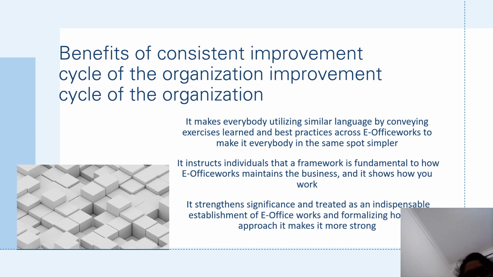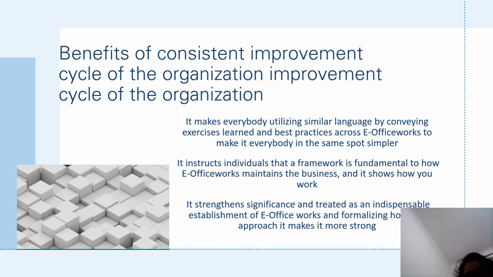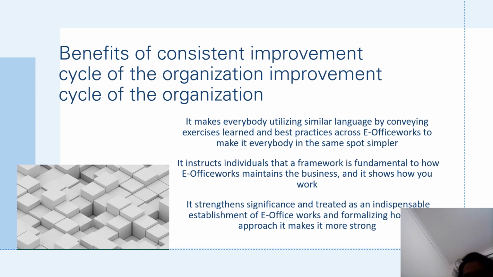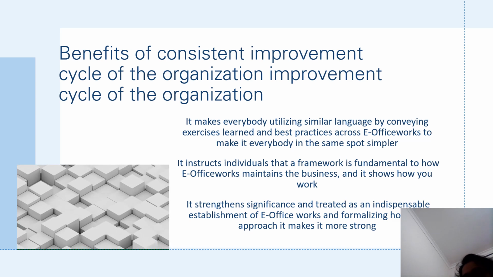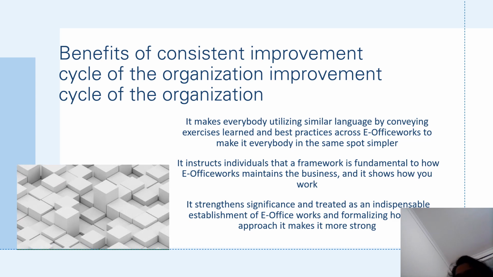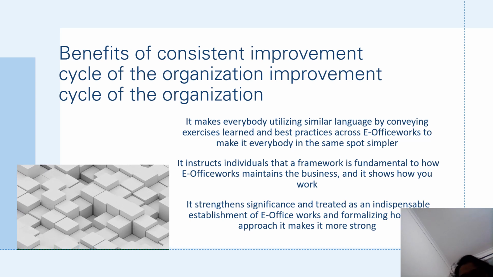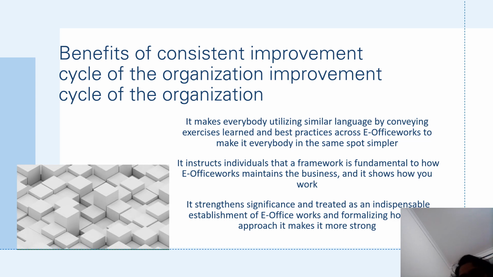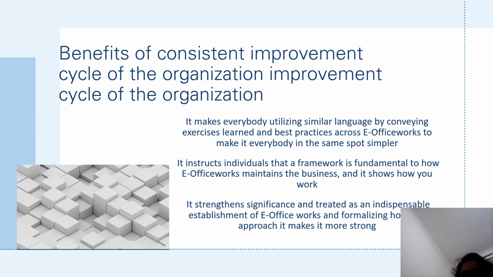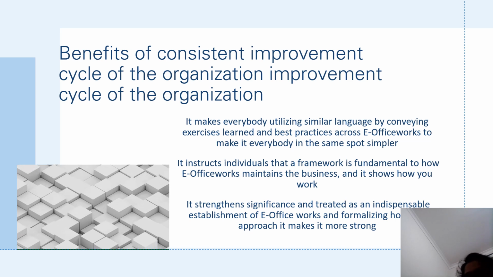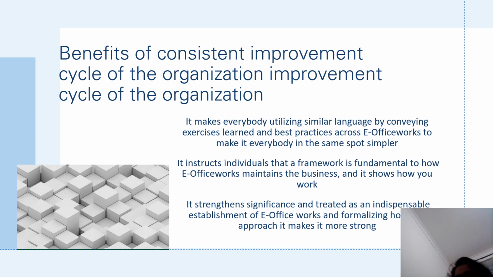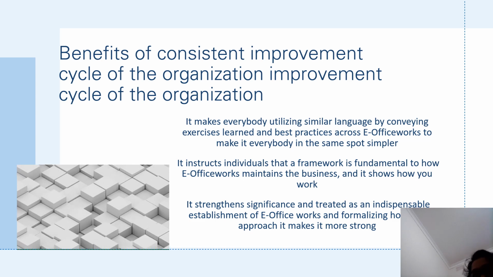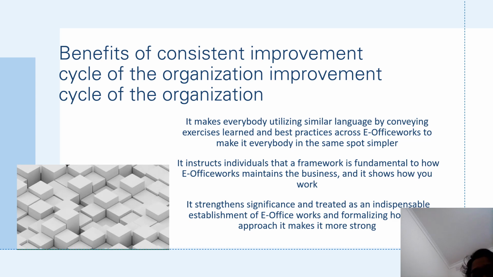So I'm starting with the benefits of the continuous improvement cycle, and as you see on this slide, there are many benefits of the continuous improvement cycle. For example, it strengthens significance and treats all people at EE offices in a disciplined way, and it helps us formalize our approach and make it stronger. It also instructs all individuals that the framework is very fundamental, and how all the offices maintain the businesses, and it shows how all you guys also work.